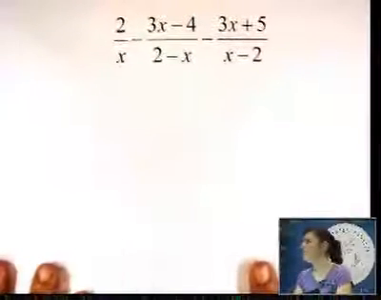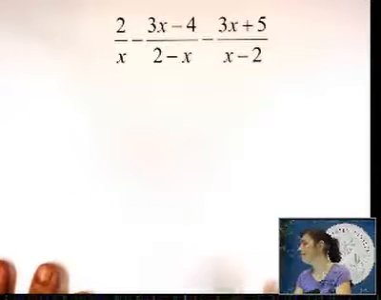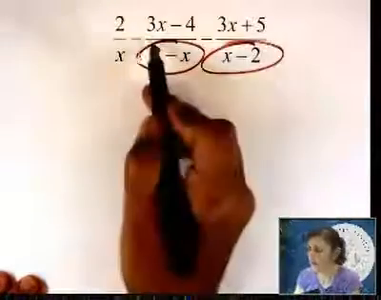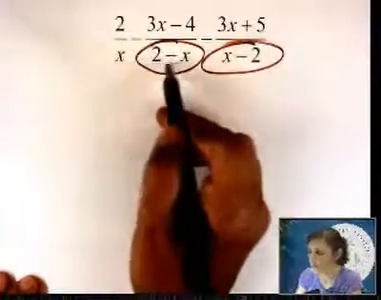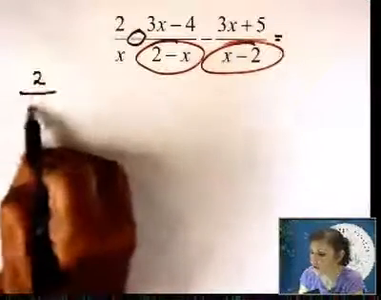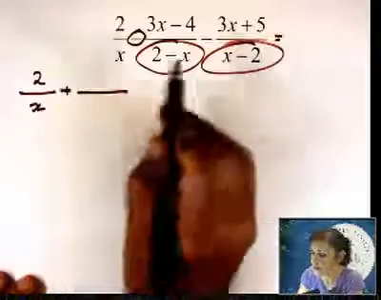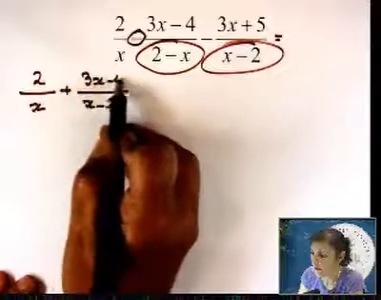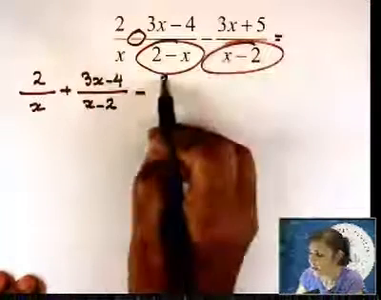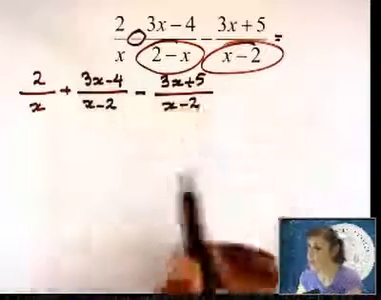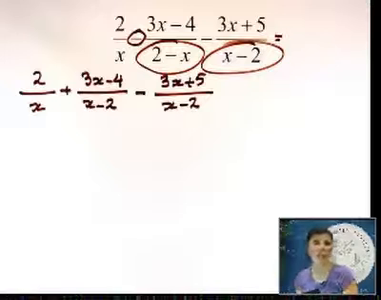Let's do one last one. Okay, again, here's the trick. Look what I'm going to do. I'm going to rewrite this and work this negative into this negative and make it a positive. Here you are: 2 over x plus, watch, I'll flip this over, x minus 2. Then I have a negative 3x plus 5 over x minus 2. Take care of that 2 minus x at the beginning.